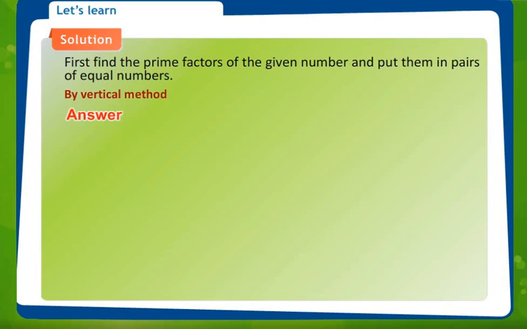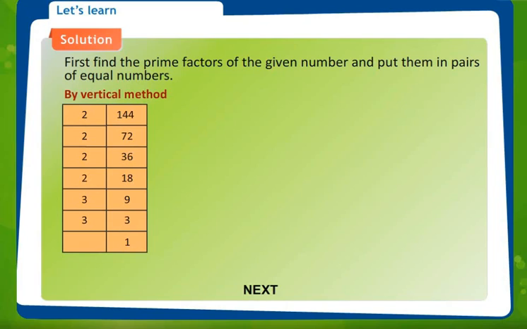Now to find the square root, suppose you have the number 144. 2 72s are 144, 2 36s are 72, 2 18s are 36, 2 9s are 18, 3 3s are 9, 3 1s are 3. This is the vertical method.